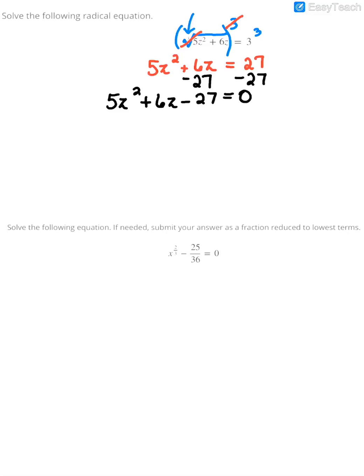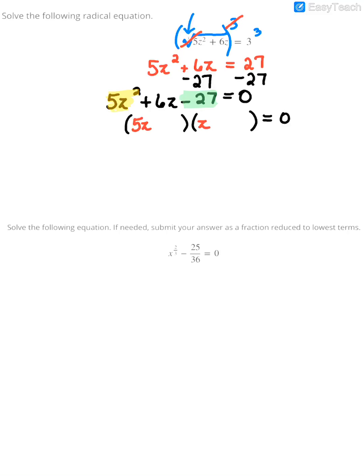Now, with quadratics, always try to factor first. And then if for some reason the quadratic does not factor, then you can use the quadratic formula to solve it. In this case, I will first look at my leading term, which is 5z squared. And I know when I break that apart that I would have to multiply a 5z times a 1z in order to produce a 5z squared. Now next, I actually look at my constant. It is a negative 27.